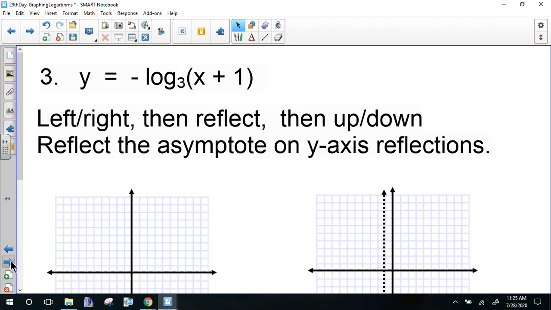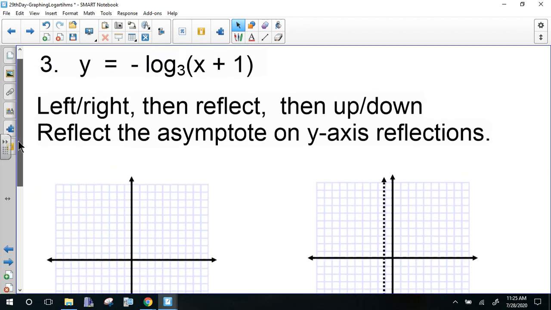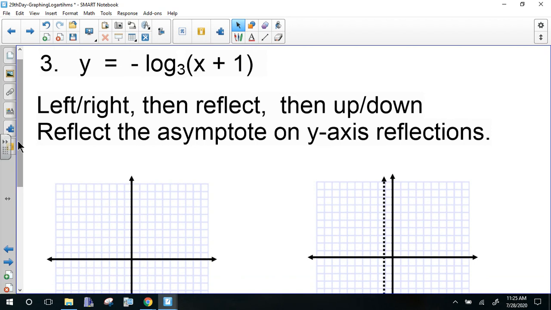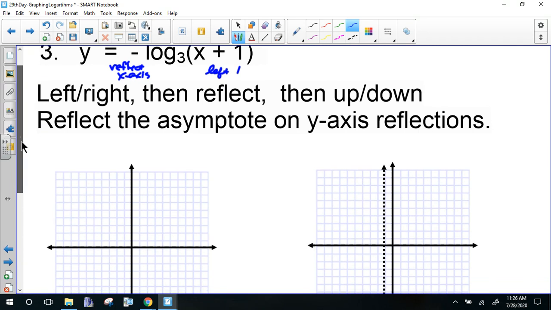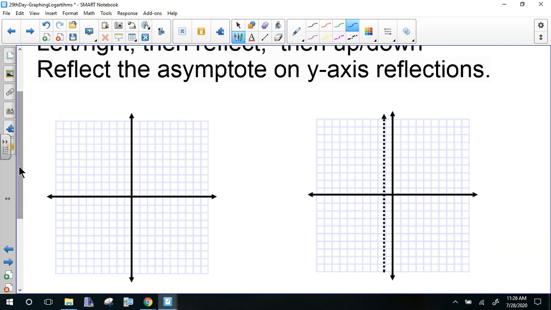Next example, y equals negative log base 3 of (x plus 1). Left and right, then reflect it, then up and down. So if we reflect the asymptote on the y-axis, reflections. So if I graph this, this is our same graph of log base 3, but I'm going to reflect it in the x-axis, and I'm going to move it left 1.